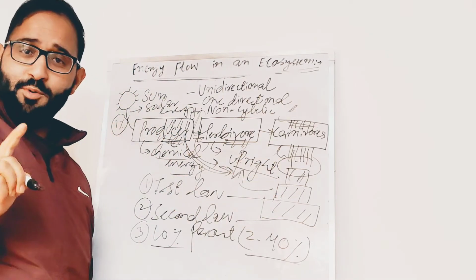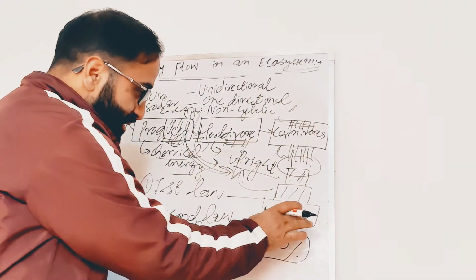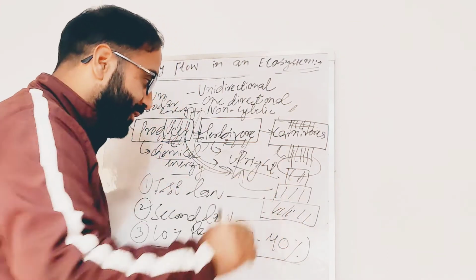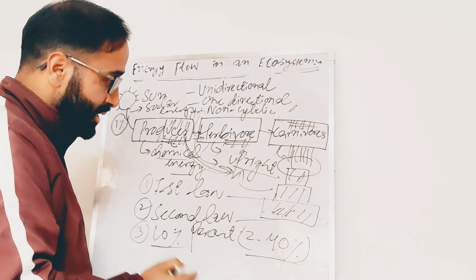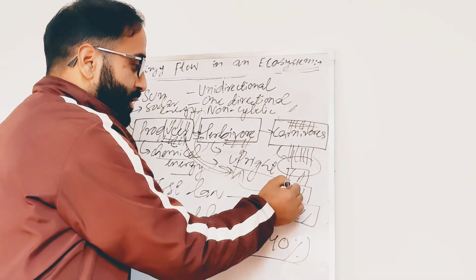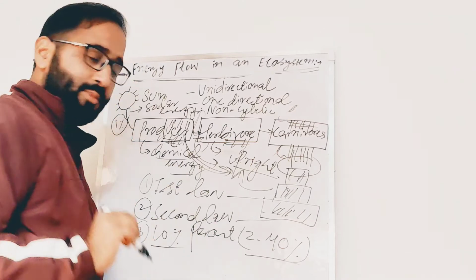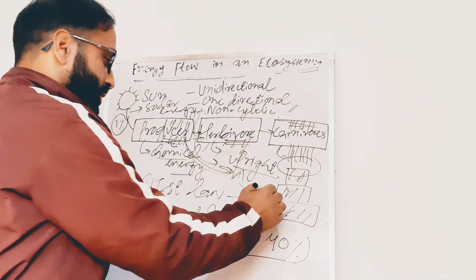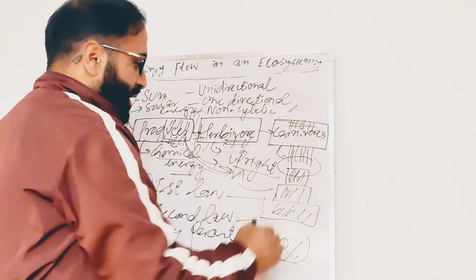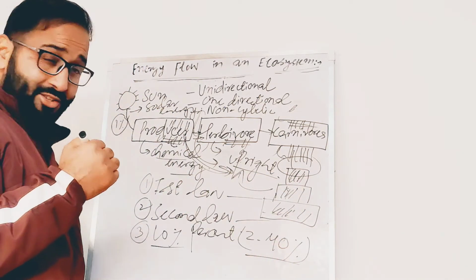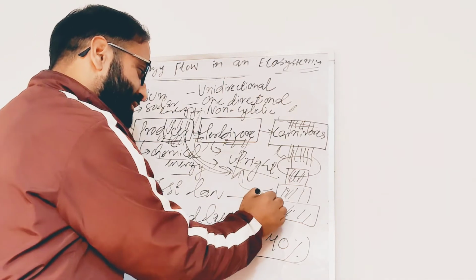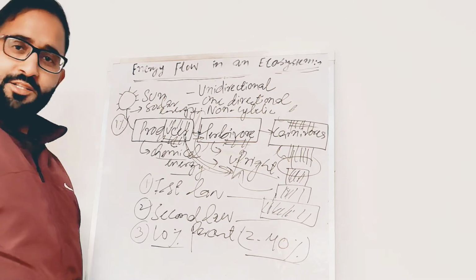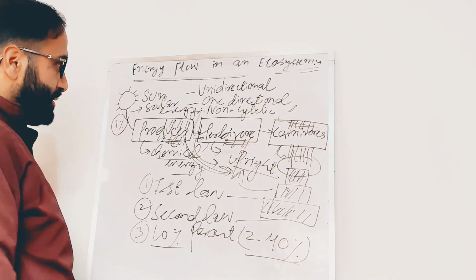Why will it always be an upright pyramid? Because producers have the maximum amount of energy, and whenever energy is transferred from producers to primary consumers, then from primary consumers to secondary consumers, there is loss of some amount of energy. So no matter what type of ecosystem we are studying, we will find this constant. This pyramid of energy will always be constant.